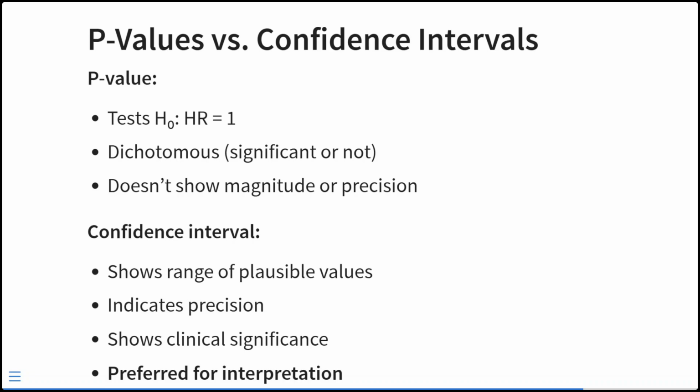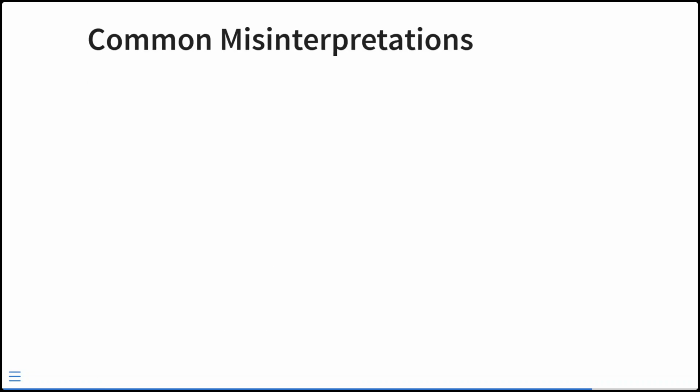Unlike the confidence interval, which shows the range of possible values of the hazard ratio, it also indicates precision and also shows clinical significance. So the confidence interval is usually preferred for interpretation. So what are the common misinterpretations of hazard ratios?